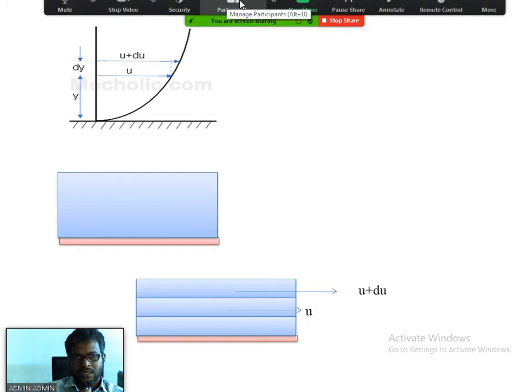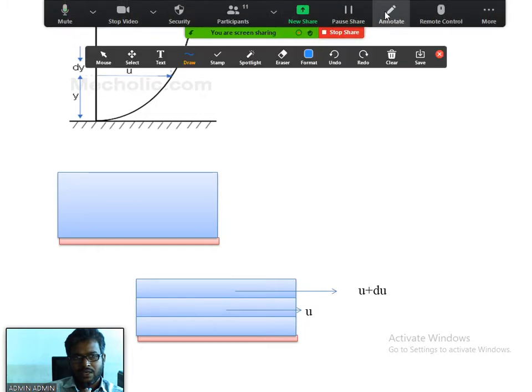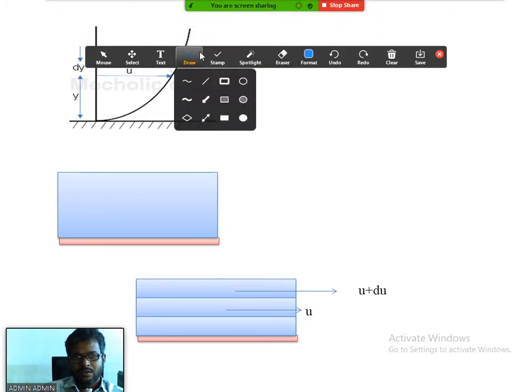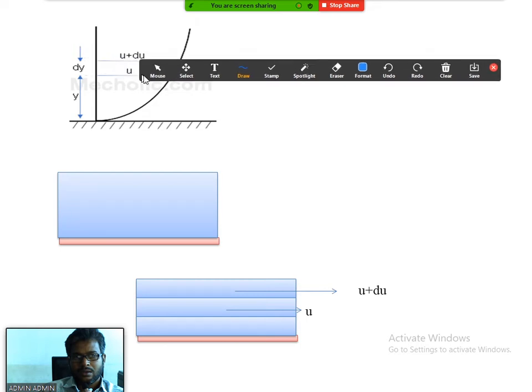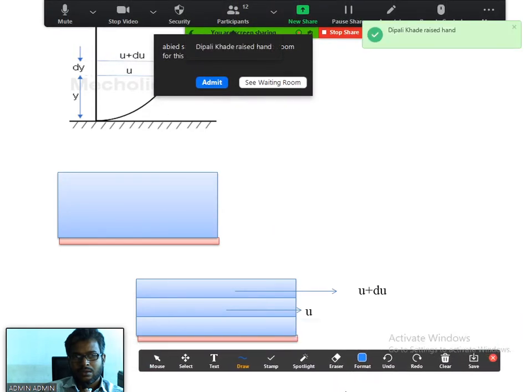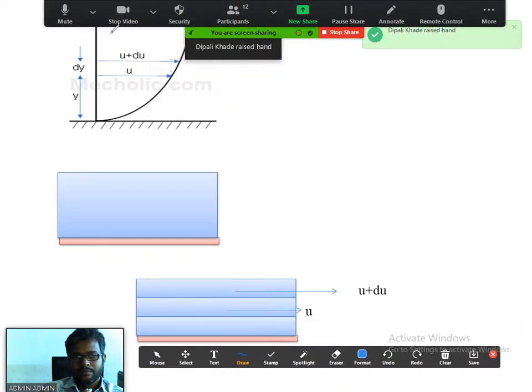You see a figure. Here is a figure, look. So if liquid flows on a fixed plate or a fixed surface, that is flowing on the fixed plate.